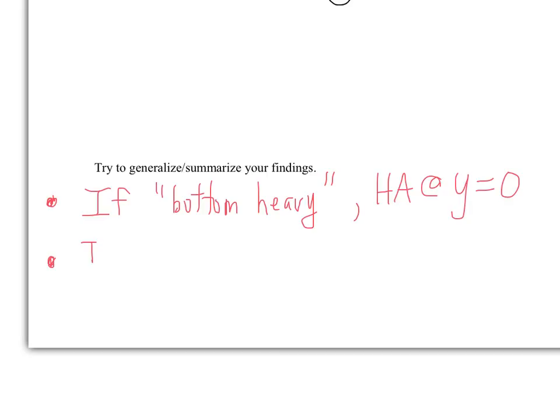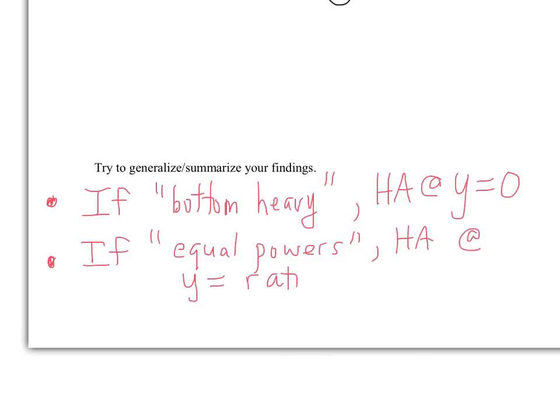The next scenario, if we have what we call equal powers. This was a situation where we saw 2x over x. Those x's each had a power of 1. So if it's equal powers, the HA is going to be at y equals the ratio of the coefficients. Okay? And by the way, I think I forgot to mention, HAs are horizontal lines, so the equation is always y equals. I know I mentioned that VAs is always x equals because that's a vertical line.